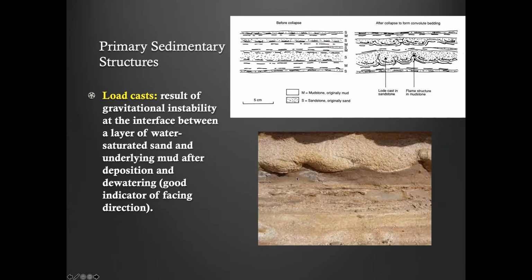Dewatering means that the water is starting to move out, and what we end up with is horizontal layers of sand over mud, and gravity is squeezing the mud, and the mud is being forced up into the sand, and you end up with these big rounded features, which are called load casts. We're going to take a look at these other structures, which are called flame structures, in just a second.